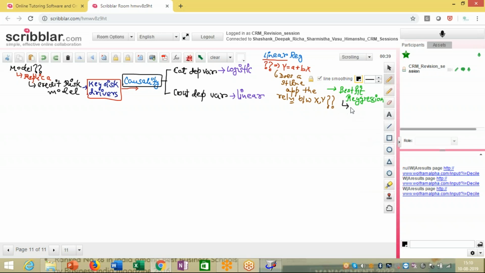Now, how does this best fit regression line work? So let's say I have a diagram like this.